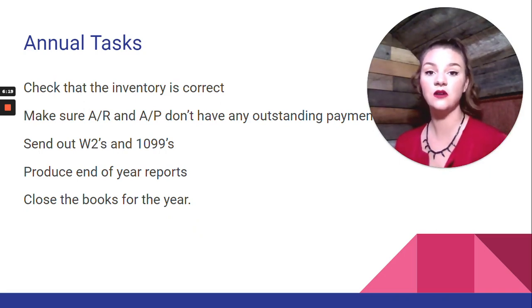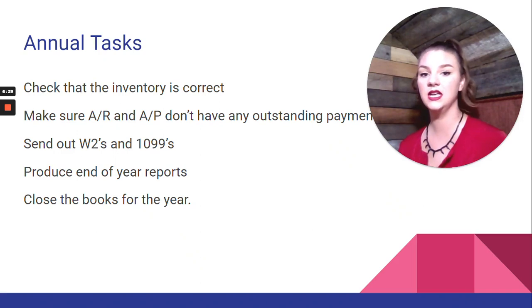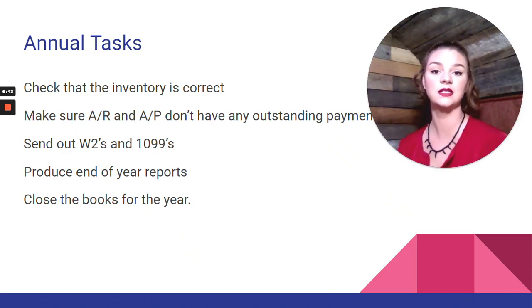Then you want to send out W-2s. That's going to be for your actual hired employees, and 1099s for any subcontractors that came through. If you paid anybody over $600 for the year, then they would need a 1099 sent out as a subcontractor. And then you want to produce your end-of-year reports. Again, profit and loss, balance sheet, cash flow statement, your inventory reports, basically anything that your tax accountant is going to need. It's good to have those reports saved and printed out and put together for your tax accountant.